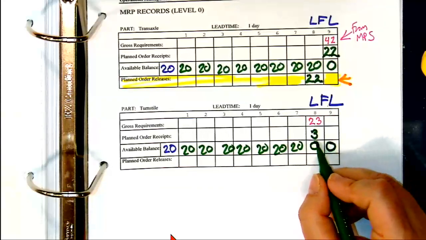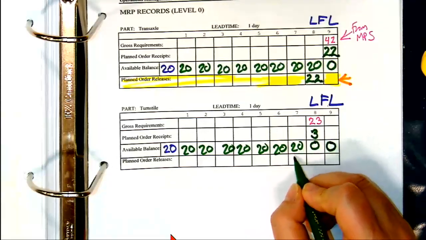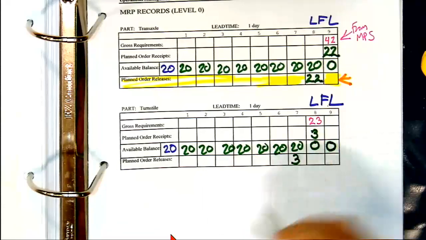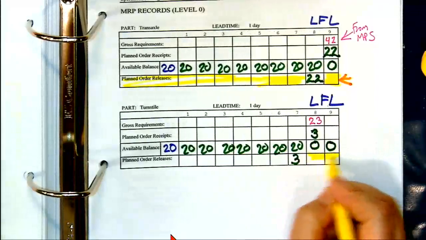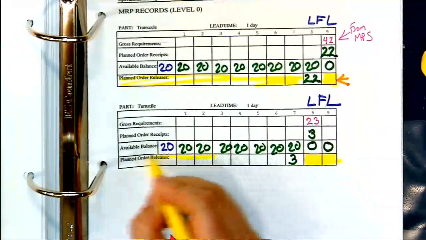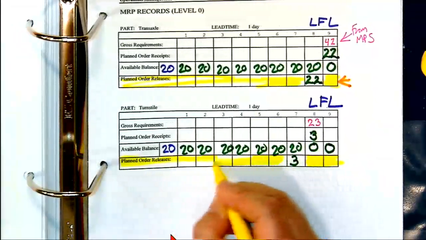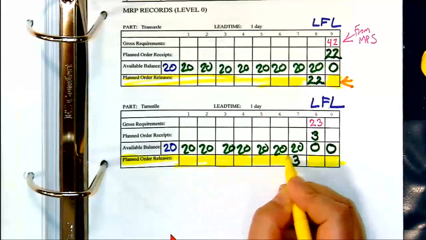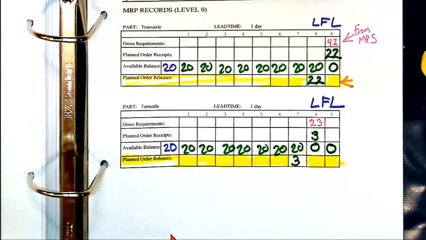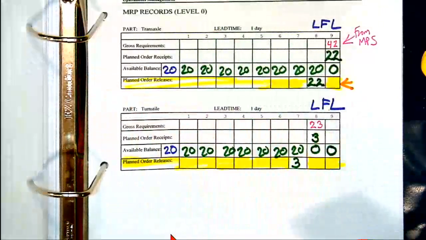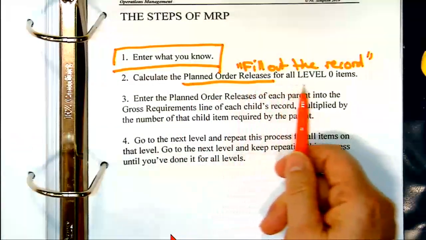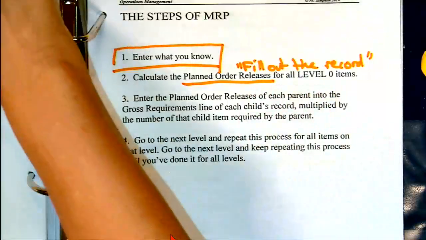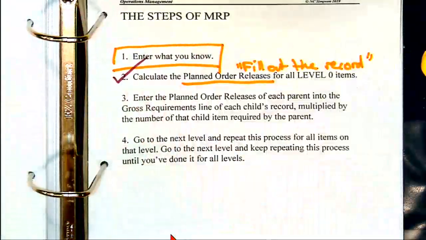Okay, I need to receive it on the 8th day. Lead time is 1 day. Time phasing, just to finish the record, I must order 3 the day before, which is day 7. There, I've done that. Let me go back to my quick recipe. Calculate planned order releases for all level 0 items. We did that. We filled out the records.